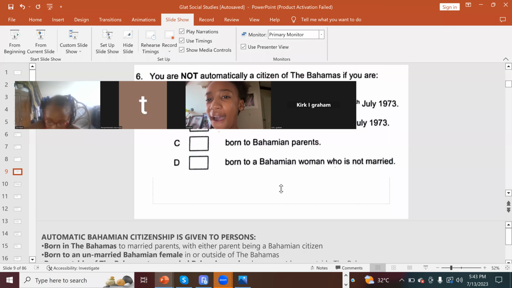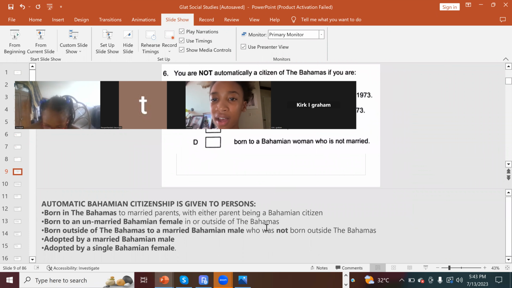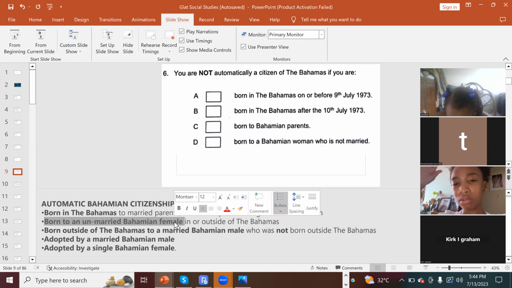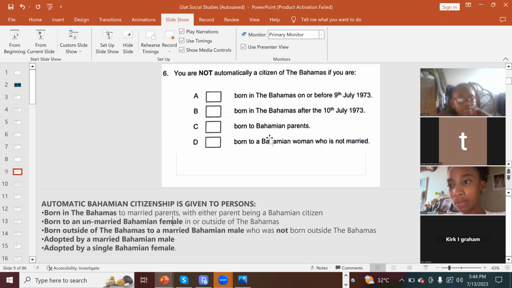Oh, this one. I think the answer is C. Okay. It says you are not automatically a citizen of the Bahamas if you are born... Okay, so let's look. If we look at the reasons when you are automatically a Bahamian citizen, if you are born to an unmarried Bahamian female, you are automatically given citizenship. So the answer is not D.